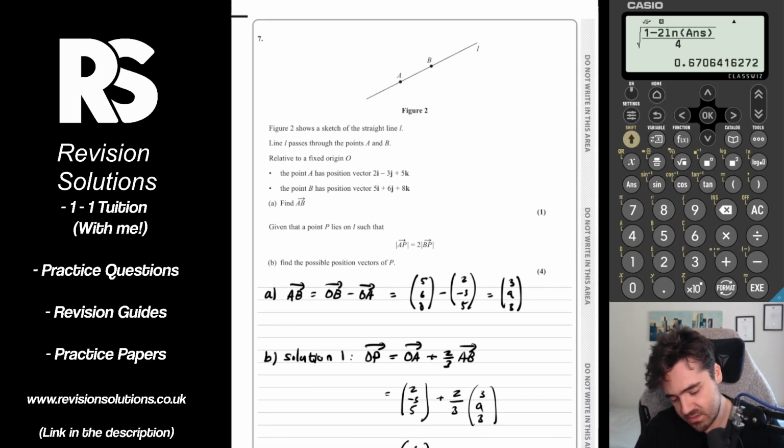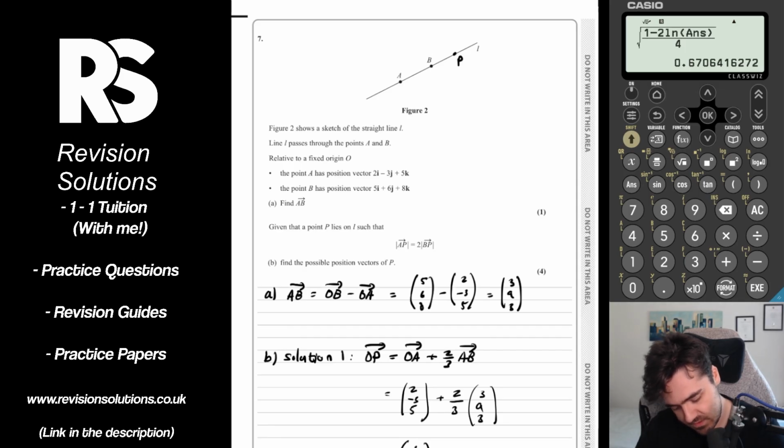Now, a second solution is if we just went the other side of B, but by the same distance. So if we put P here, then we get the same thing, because we've got one lot of B to P here. If that's A to B, then it's 2 lots of A to B to get from A to P. So that also satisfies our equation.